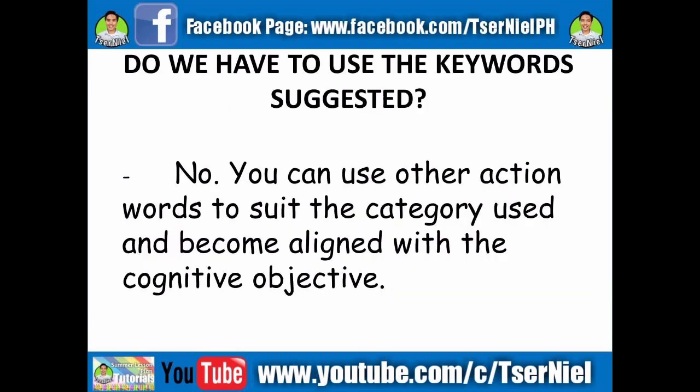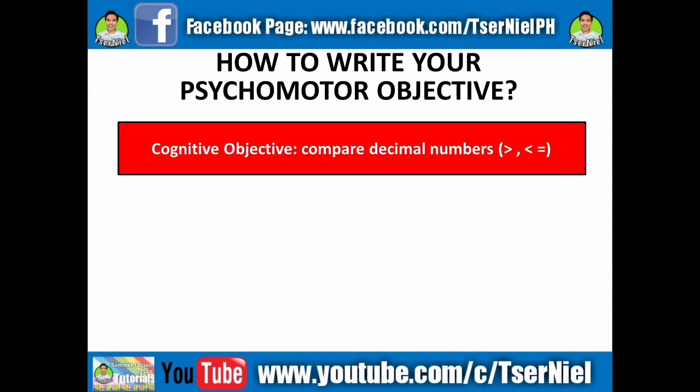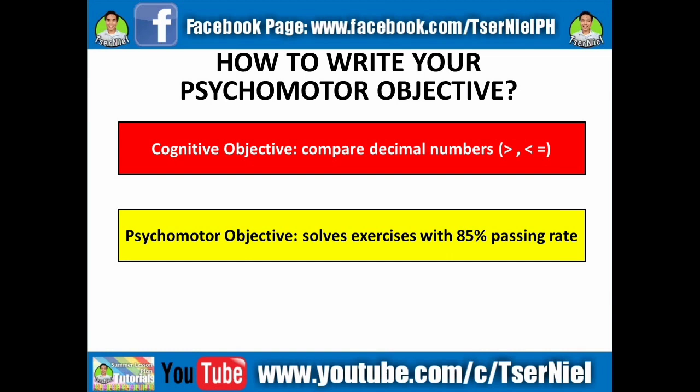And hindi naman kailangan na gagamitin natin ang mga suggested keywords for every category because you can use other action words to suit the category and become aligned with the cognitive objectives. For example, halimbawa ang ating learning competency is comparing decimal numbers. I think this is math for grade 5 or grade 6. Halimbawa ang ating cognitive objectives ay compare decimal numbers through greater than, less than, or equal. So the possible psychomotor objective for this is solve exercises with proficiency.